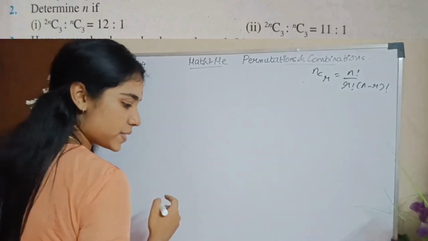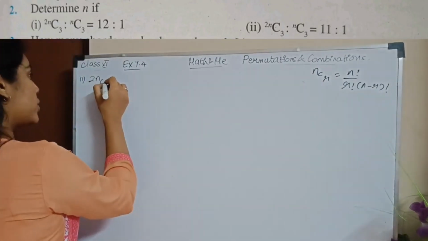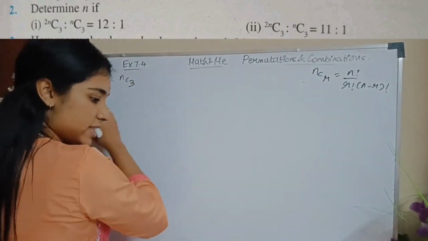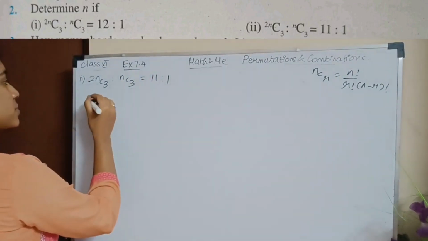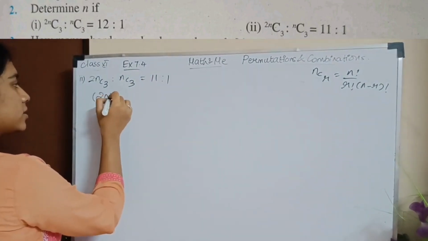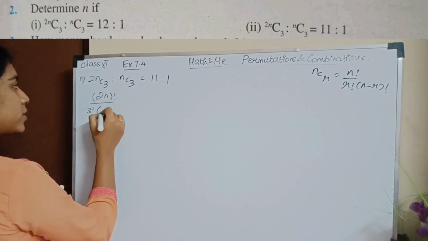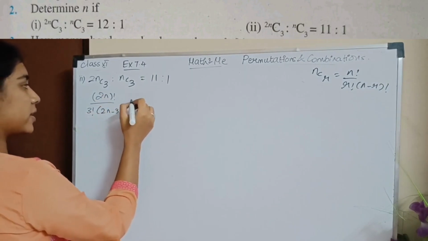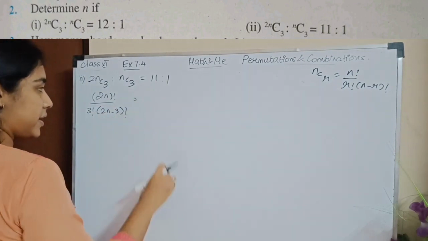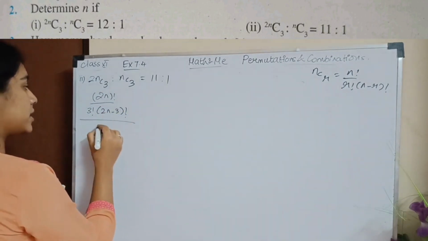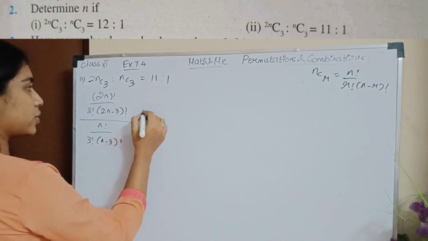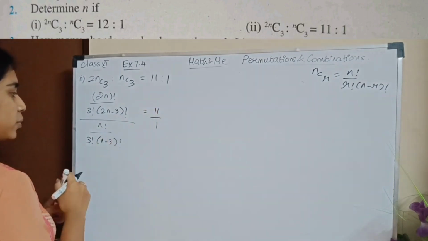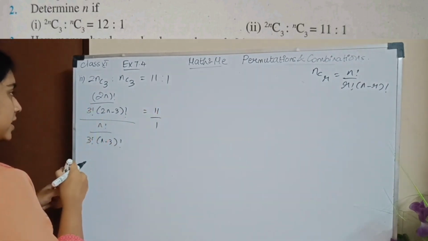Second subsection, it is very similar to the previous one. So 2nC3 is to nC3 equals 11 is to 1. Instead of 12, you have 11. So similar steps, 2n the whole factorial divided by 3 factorial times 2n minus 3 the whole factorial divided by n factorial divided by 3 factorial n minus 3 factorial equals 11 divided by 1. So the 3 and the 3 will get cancelled.